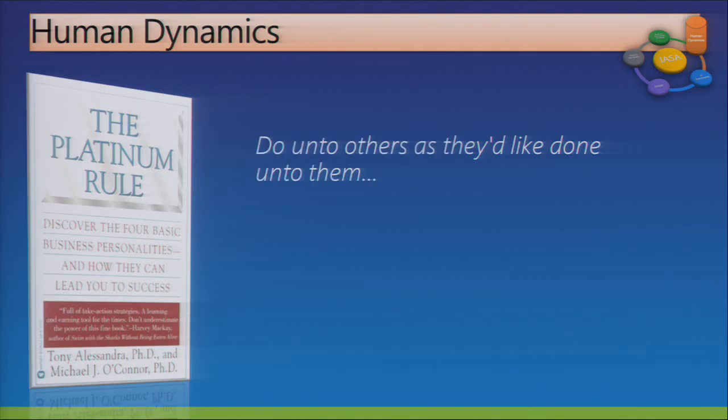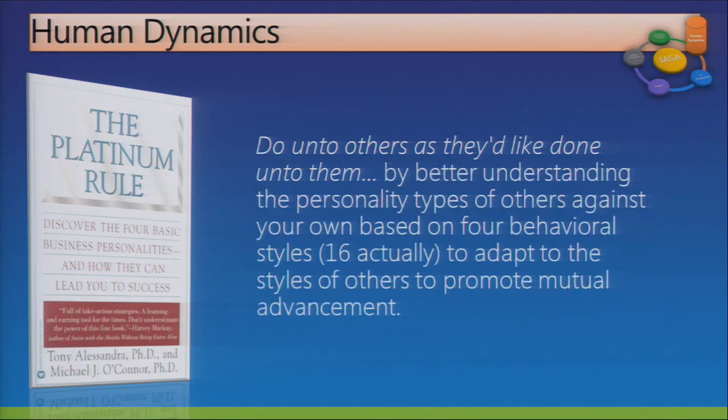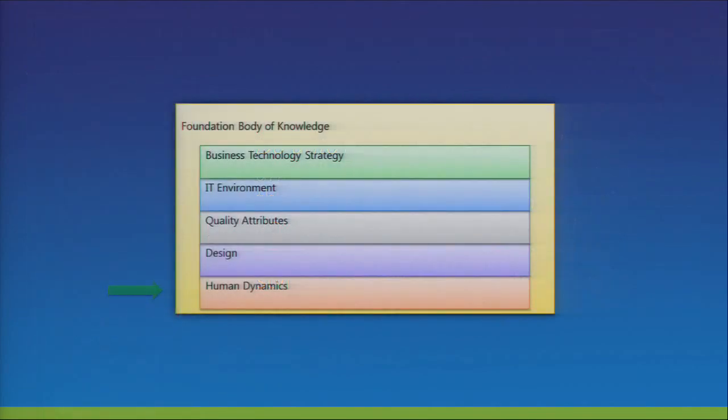There's a book in the references. And the platinum rule is do unto others as they'd like done unto them. Basically, it's looking at, it says 4, but it's actually 16 personality types, and how you find out what your personality type is and how you interact with each other. There's a lot of books. I just threw this book out because I like it. But there are other books that help you with those interpersonal communication skills.